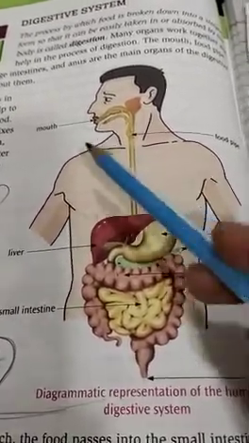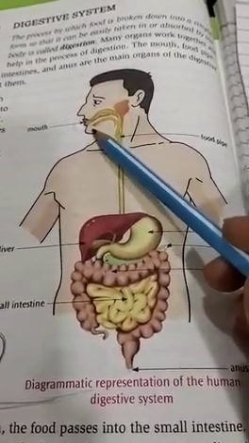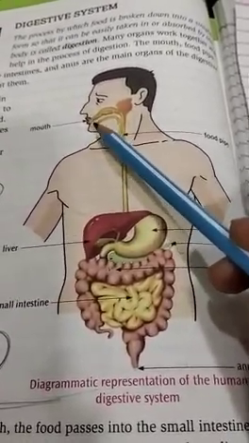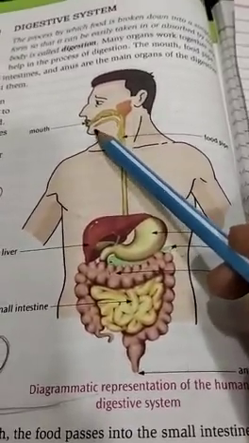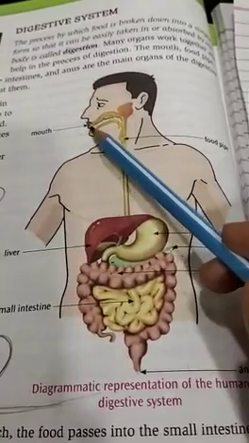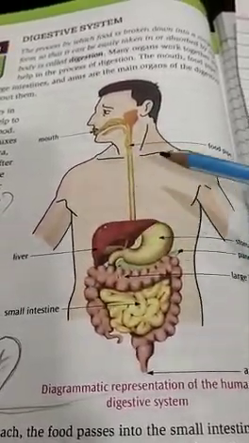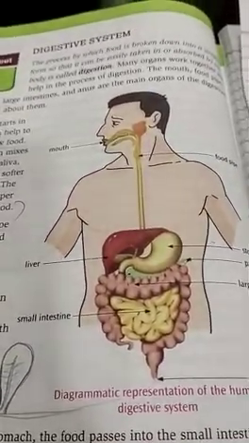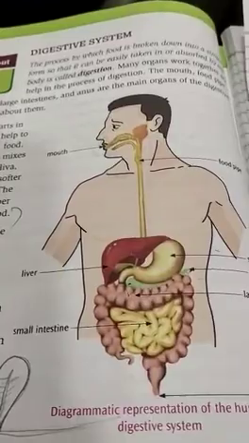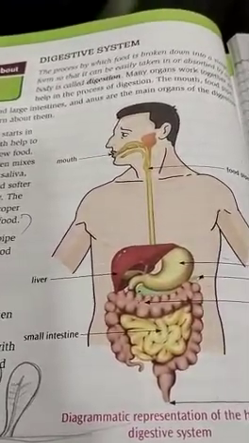Digestion starts in the mouth. The teeth help to break down and chew food. The chewed food then mixes with a liquid called saliva, which makes the food softer and easier to swallow. The tongue helps in the proper mixing of saliva with the food. Now, what is saliva? Saliva is a digestive juice secreted by the salivary glands.